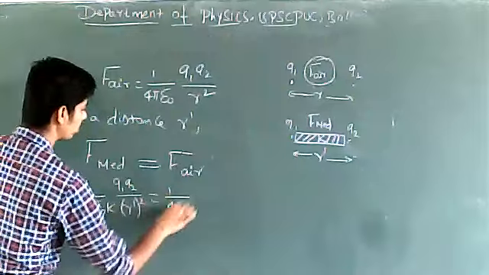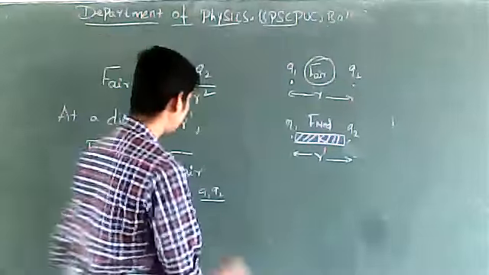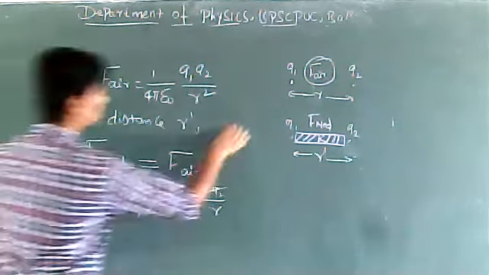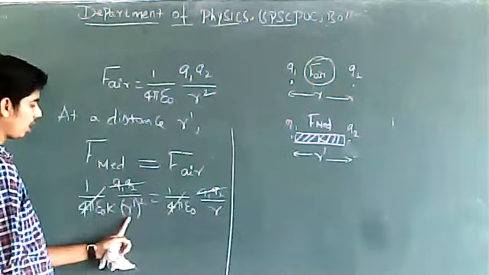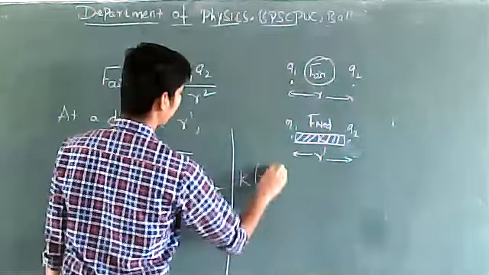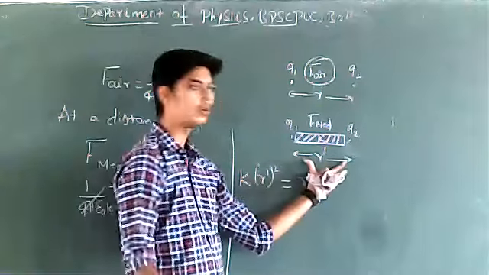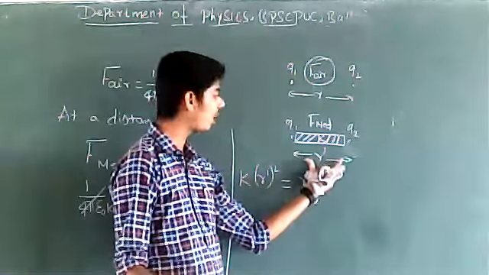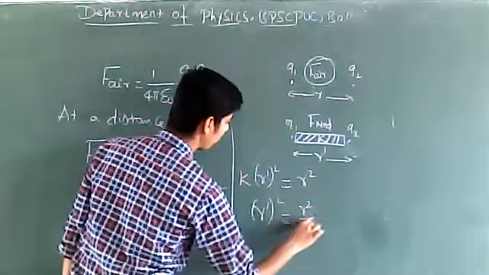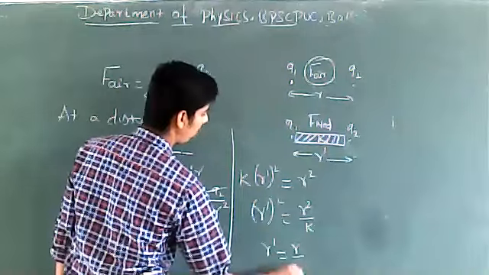That is equal to F air, which is 1 by 4 pi epsilon naught, Q1 Q2 divided by the distance between the two point charges in air, r squared. 1 by 4 pi epsilon naught cancels, Q1 Q2 cancels out. So you will be left with K r dash whole squared equals r squared. We need the distance between the two point charges in the presence of medium, I mean r dash, right? I can write r dash whole squared as r squared by K.